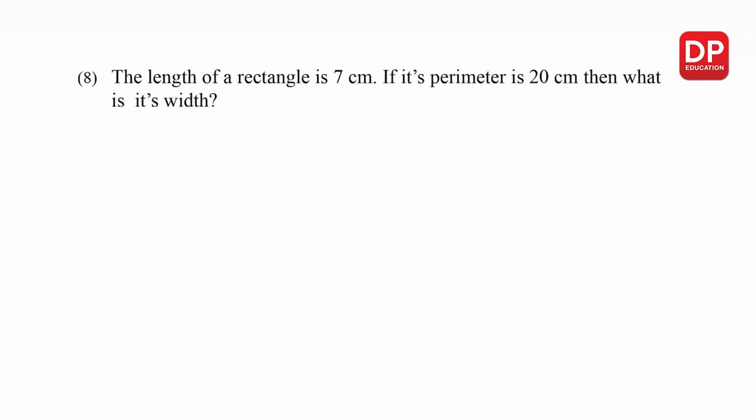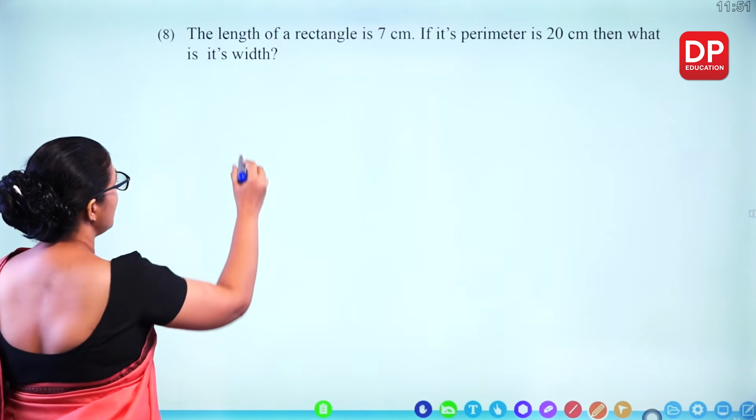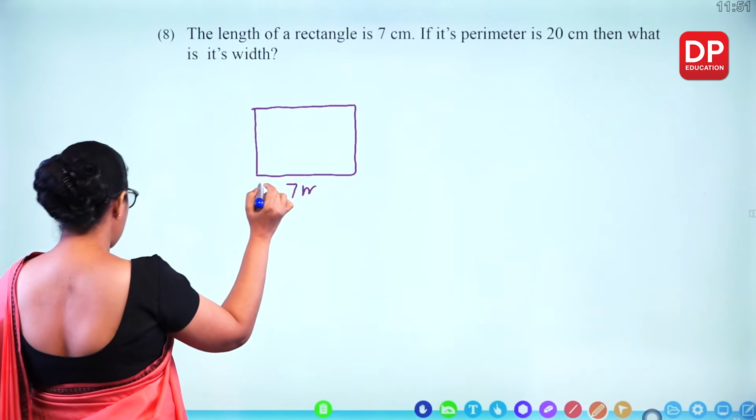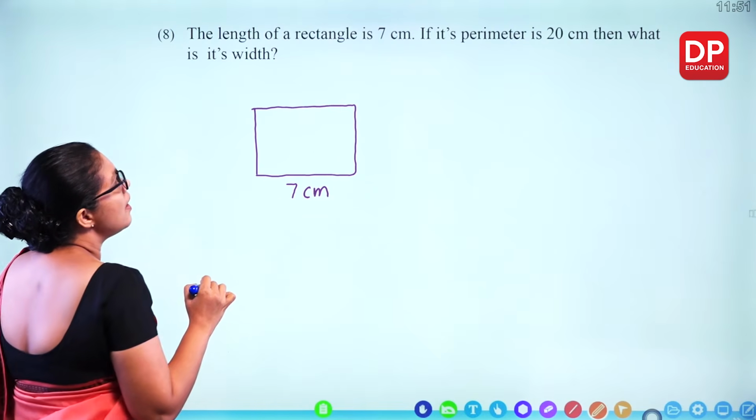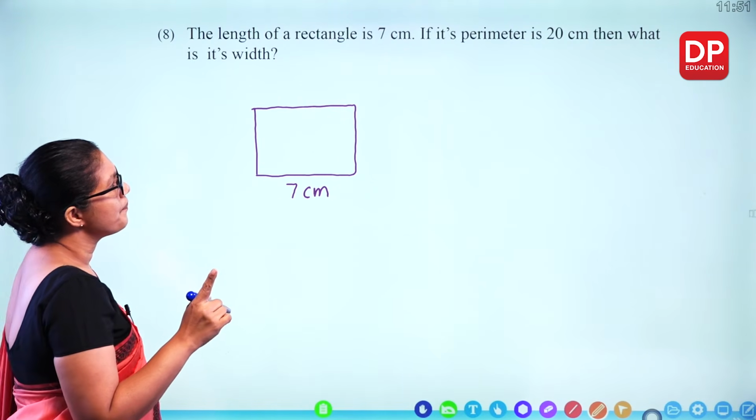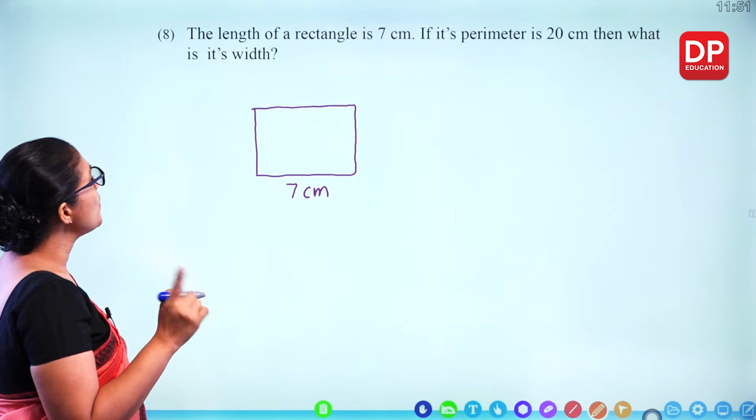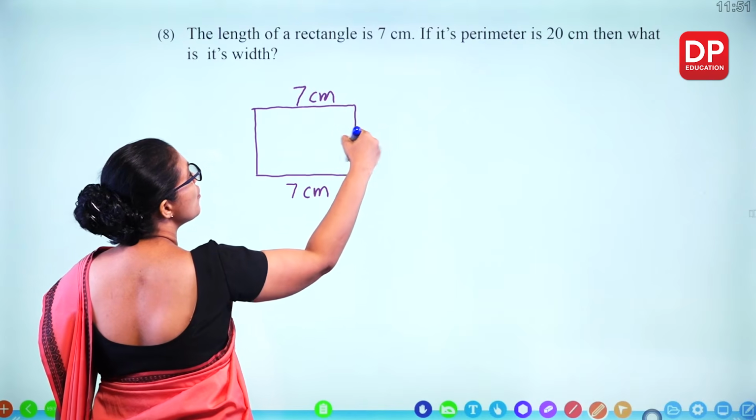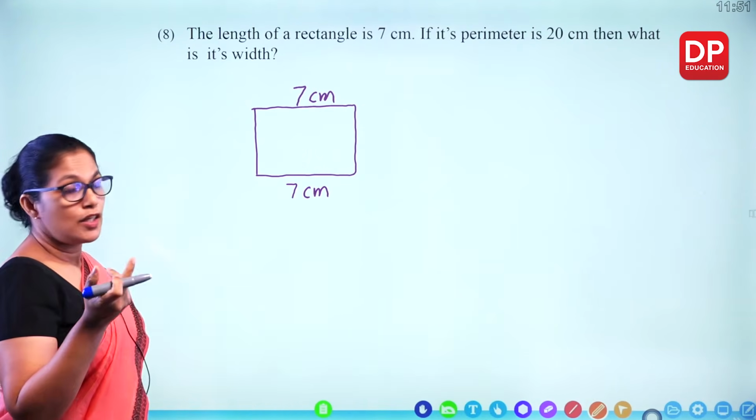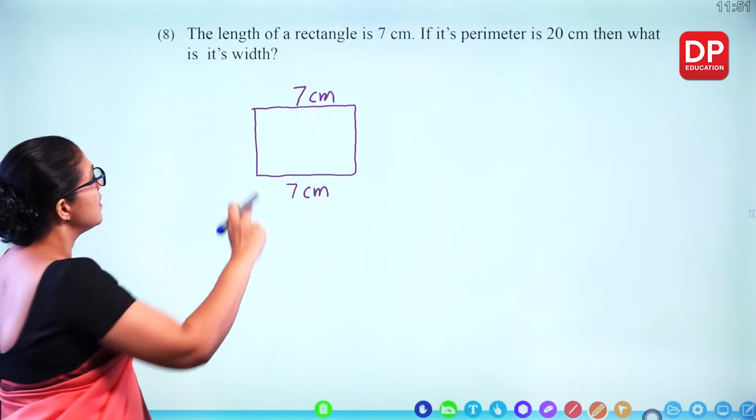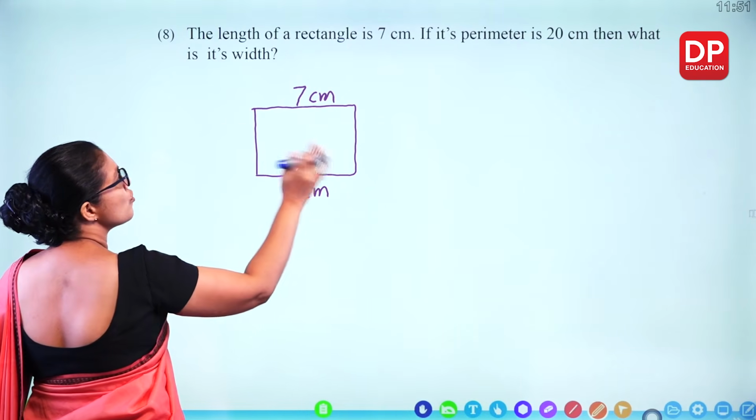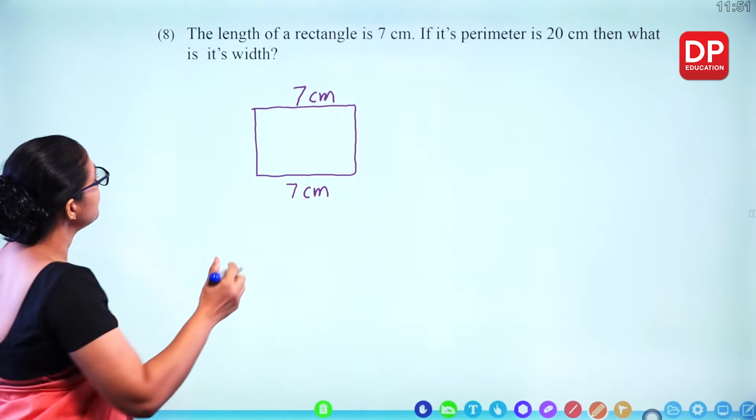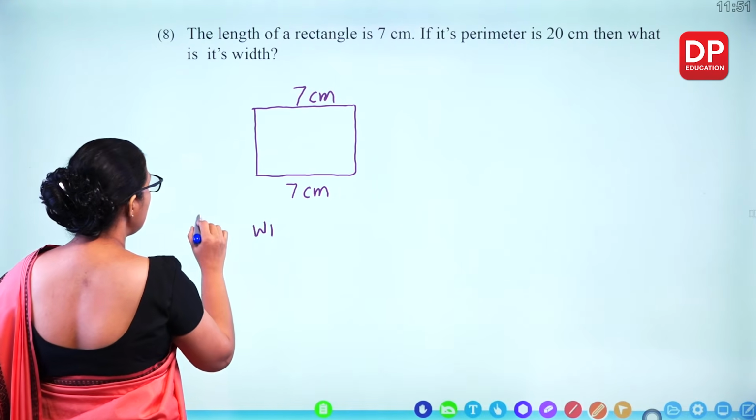Question number 8. The length of a rectangle is 7 centimeters. If its perimeter is 20, then what is its width? Now, if this is 7, this is also 7, but we don't know the width. So, when you subtract these two lengths, you get these two. When you divide by 2, you get the width. So, what's the total width?